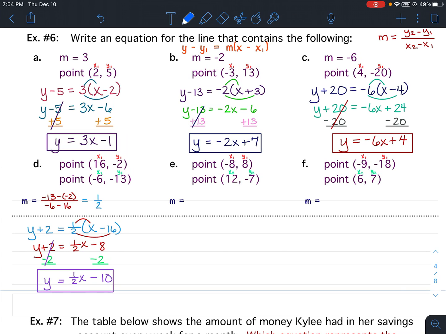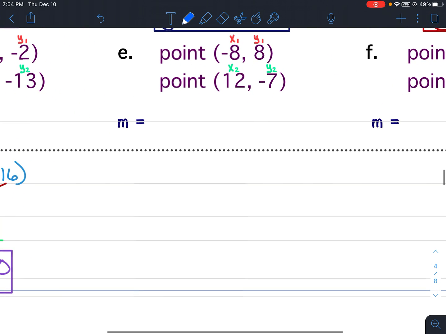Relating slope and y-intercept to linear equations, lesson 7 notes, example 6 continued. So we're going to do E and F. We're going to finish example 6 in this video. So let's start with E.